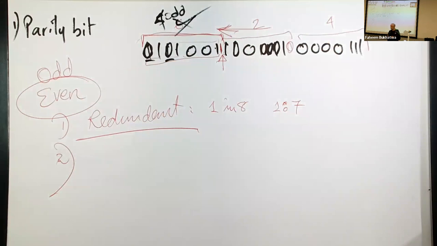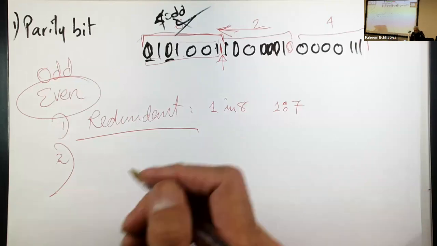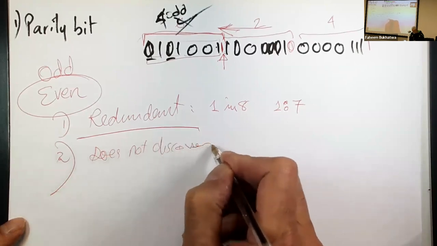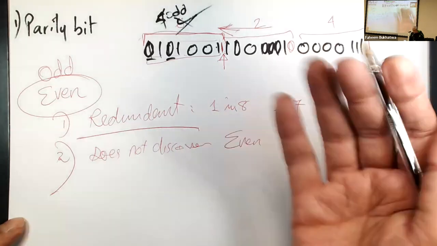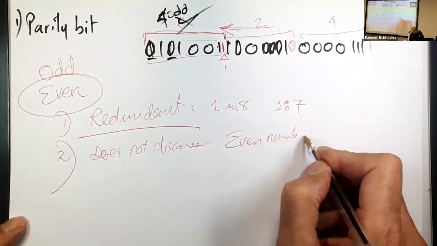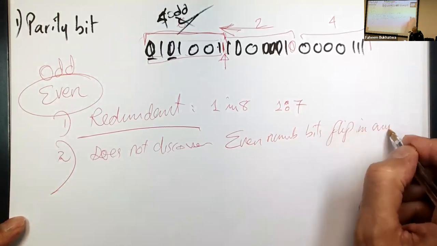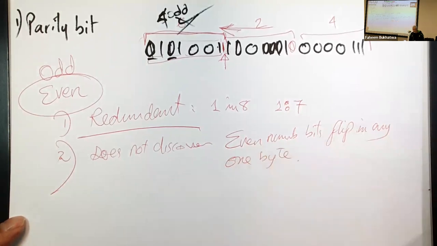Well, there's no system that discovers all errors, but this one does not discover any time there are 2 bits in the same byte, or 4 bits, or 6 bits, or 8 bits. It can only discover if there is 1 bit flipped in a byte, or 3, or 5, or 7. So a better way to describe it: it does not discover errors that involve an even number of bits flipping in any one byte. So it doesn't discover 2 bits that flip in the same byte.